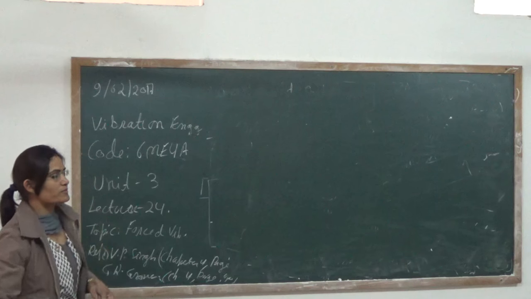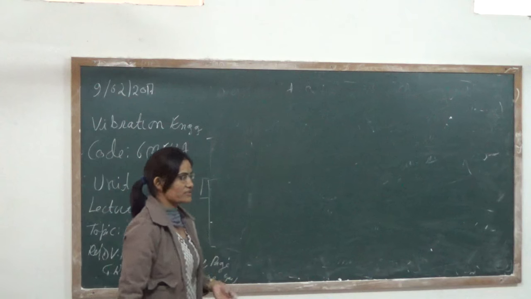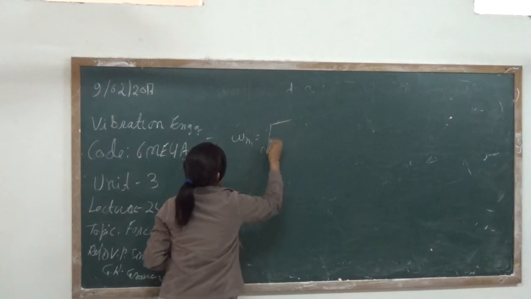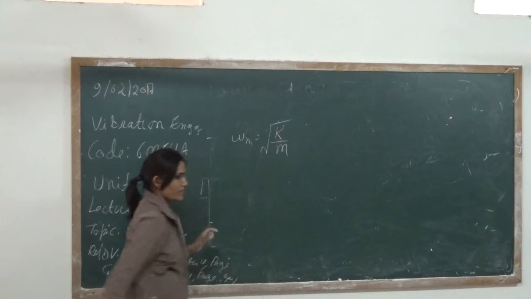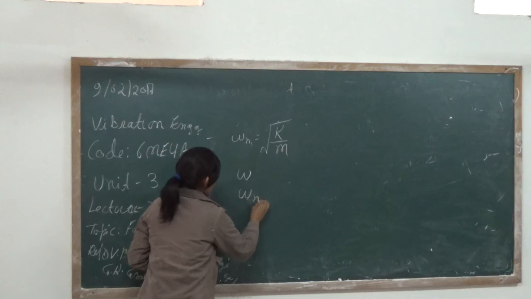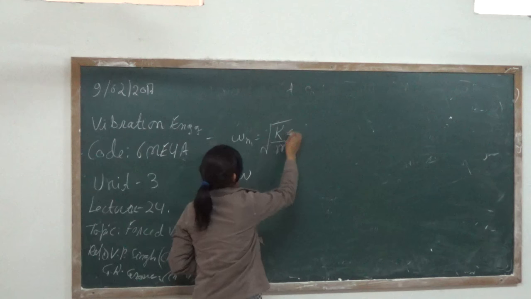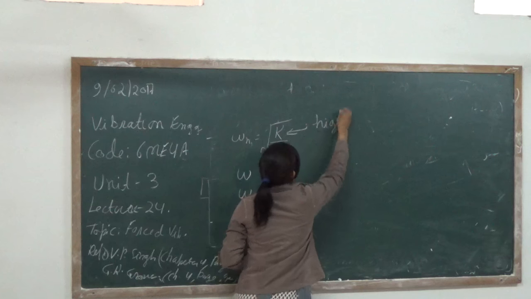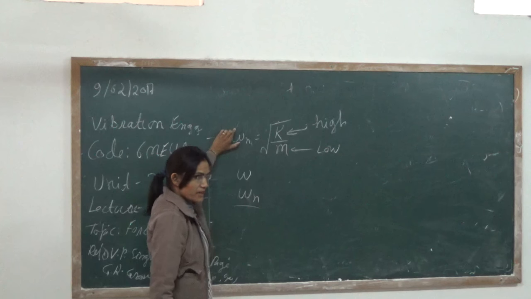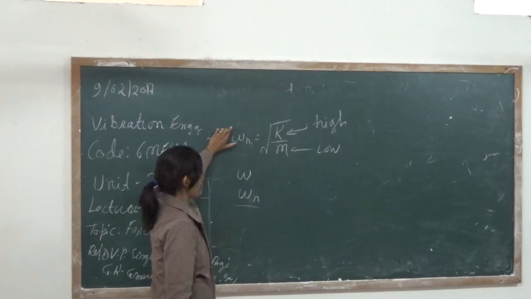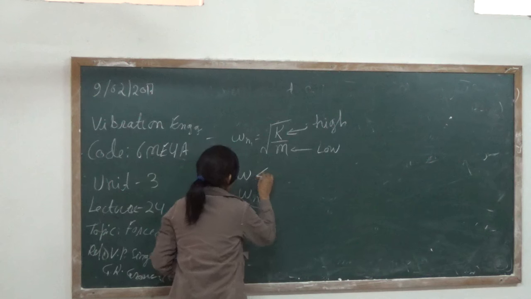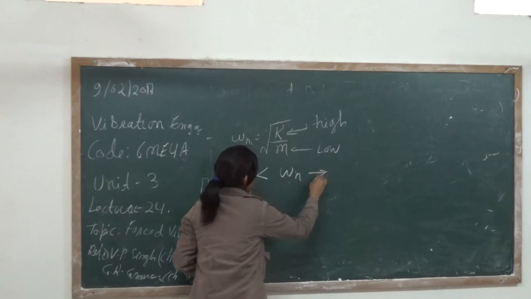So how will the system become underdamped and overdamped? First, it depends on the natural frequency. The omega n is equal to, we know, root of K by m. One is the excitation frequency, another is the natural frequency. If the K is high and mass is low, then the natural frequency will be high. Then the system will behave as underdamped.